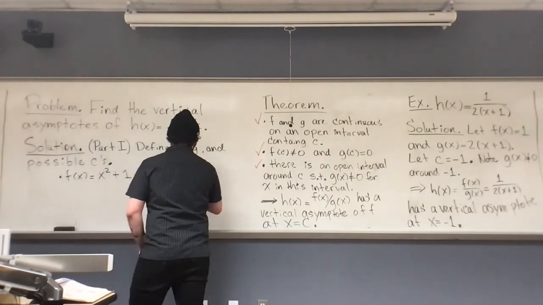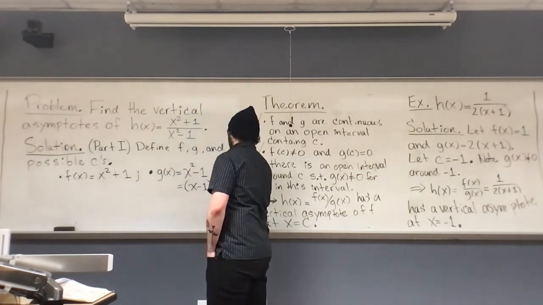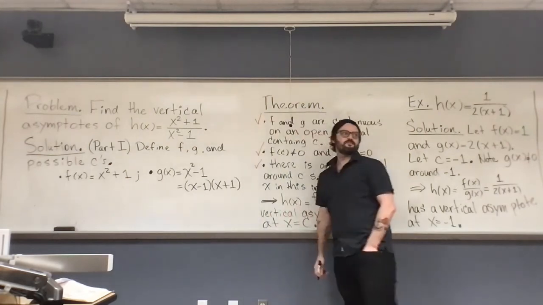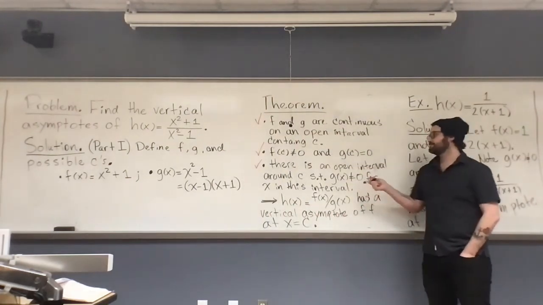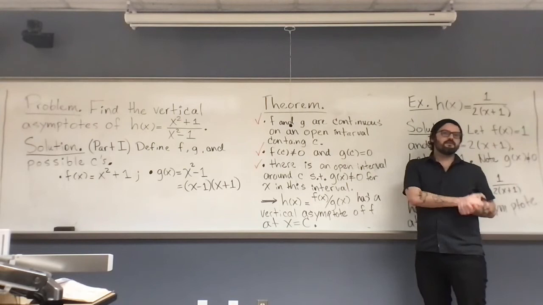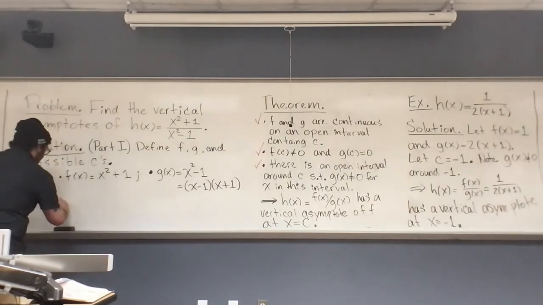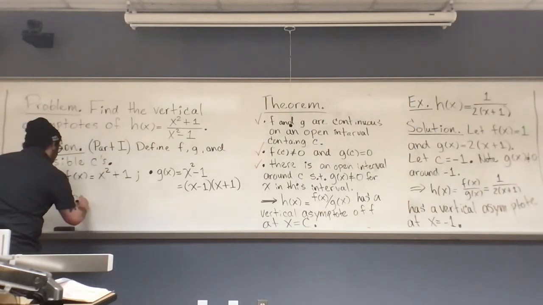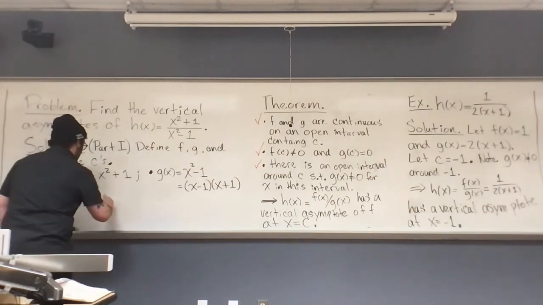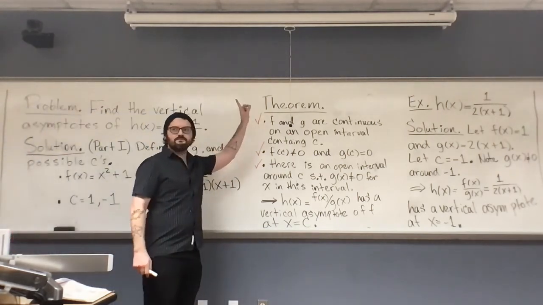You can rewrite g as x minus 1 times x plus 1. So where would g be equal to 0? At x equals positive 1 and x equals negative 1. So those are your possible c's that you need to check. All right, so done. Okay.